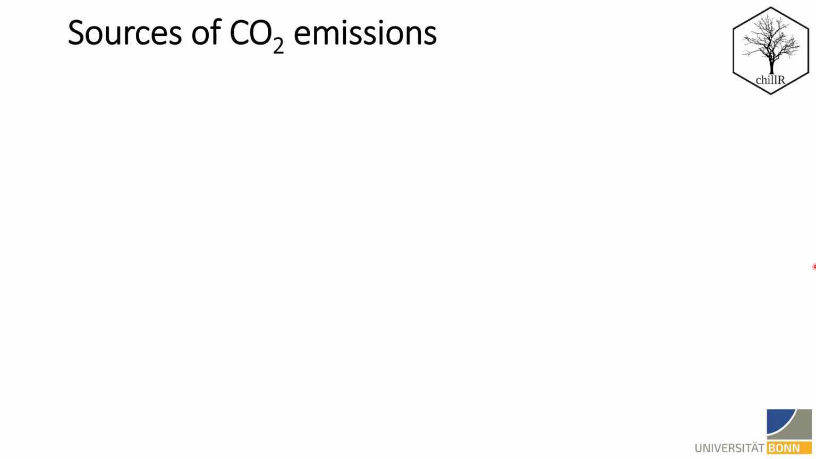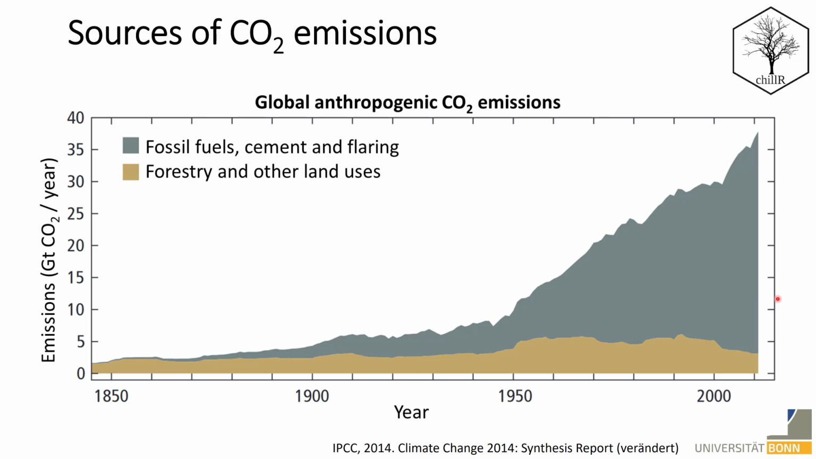Now, where do these emissions come from? We know it pretty well. It's an easy accounting game. Of course, there's lots of accounting, but we have that figured out quite well. Some emissions come from forestry and other land uses. That's the brown area down here. But most of these emissions come from fossil fuels, cement, flaring. Flaring basically means the burning of gas that gets emitted on oil fields. This is the main driver: burning fossil fuels and making cement. So the human emissions currently are on the order of something like 40 gigatons, 40 billion tons of CO2 equivalent per year.